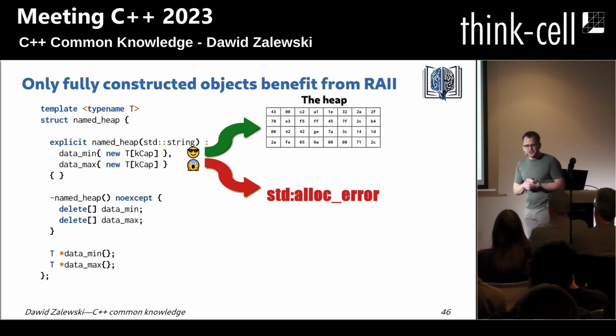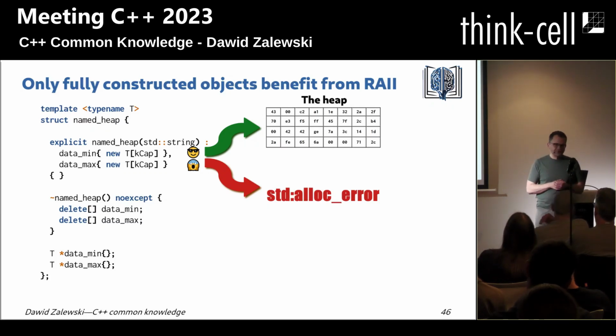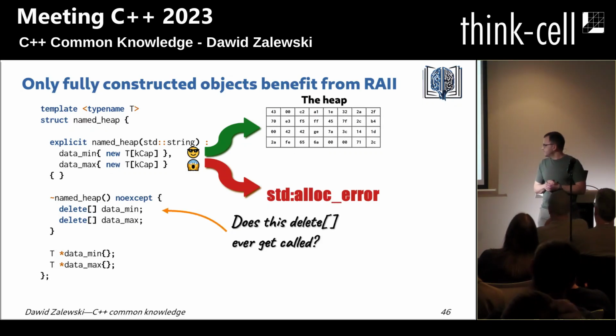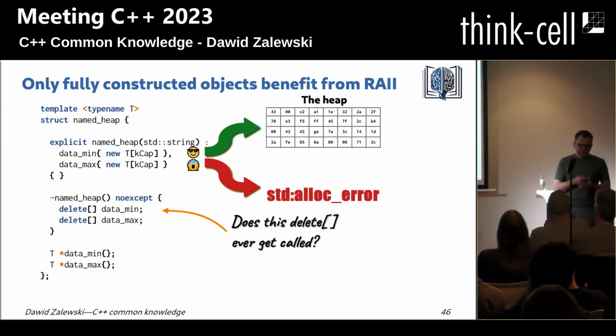Now, the big question is, what happens now? We just allocated a resource, right? We just allocated a piece of memory on the heap. We have to free it, but we have an exception in the constructor. So the million-dollar question is, does this delete ever get called, right? And the answer is no.